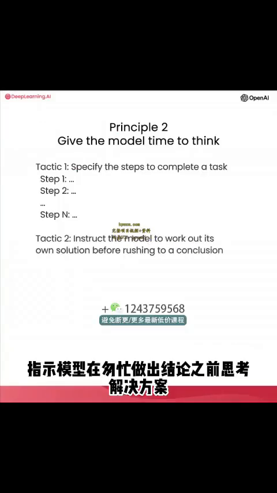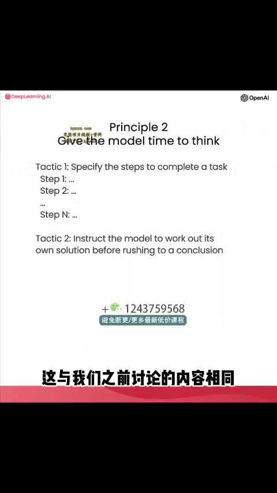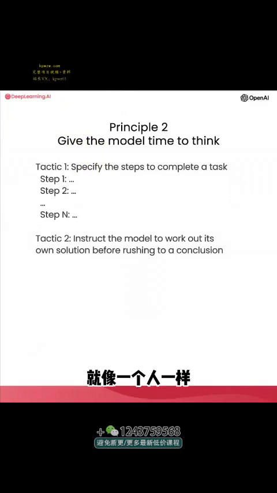Our next tactic is to instruct the model to work out its own solution before rushing to a conclusion. Again, sometimes we get better results when we explicitly instruct the model to reason out its own solution before coming to a conclusion. And this is the same idea that we were discussing about giving the model time to actually work things out before just saying if an answer is correct or not, in the same way that a person would.